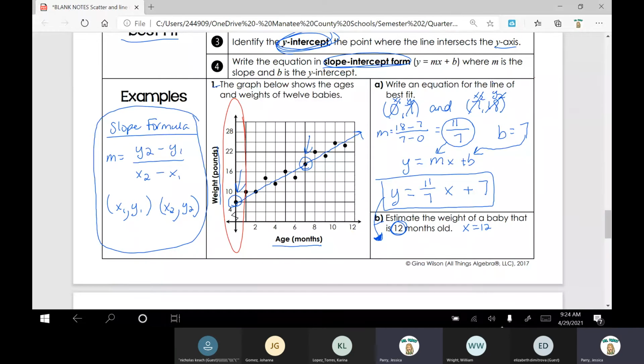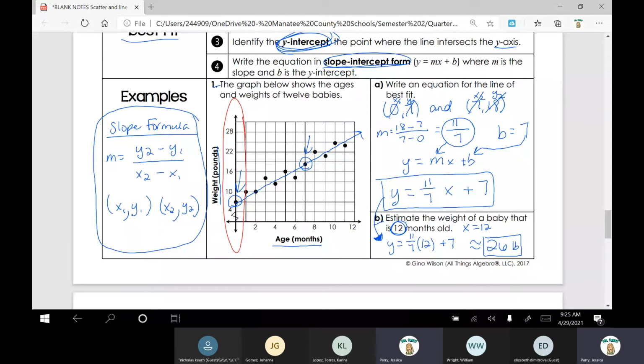So I'm going to rewrite it here. We've got y equals 11 over 7. And then instead of x, I'm going to plug in my 12. And then plus 7. So then you can go ahead and solve it. 11 over 7 and then times 12 plus 7. You can use a calculator, that's fine. It's going to come out to about, so when I do the squiggly equal signs, that's an estimate, about 26 pounds. Okay, so once you plug that in your calculator, you solve with PEMDAS, you get your answer. It's going to be about 26 pounds.